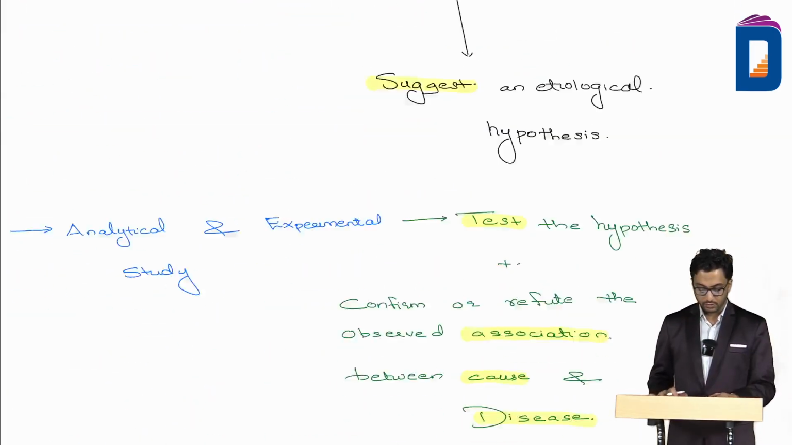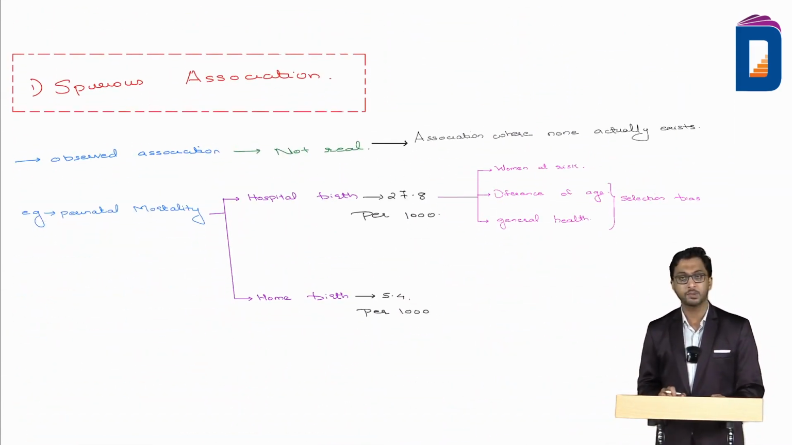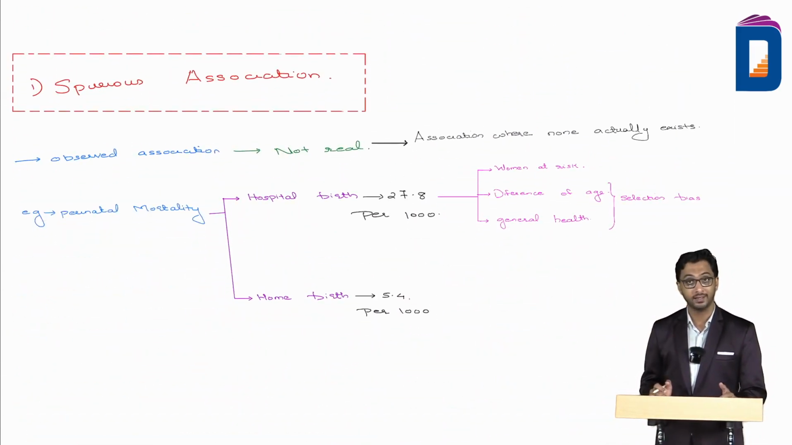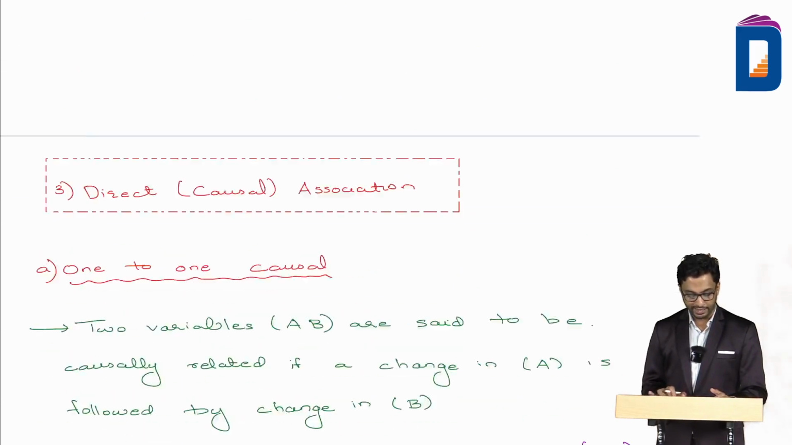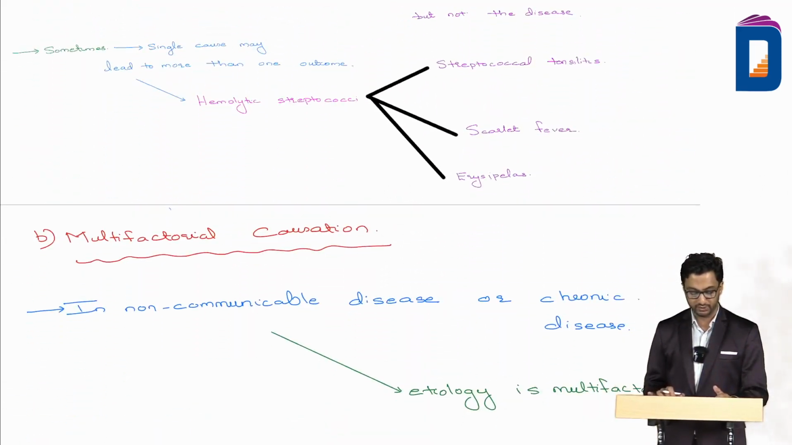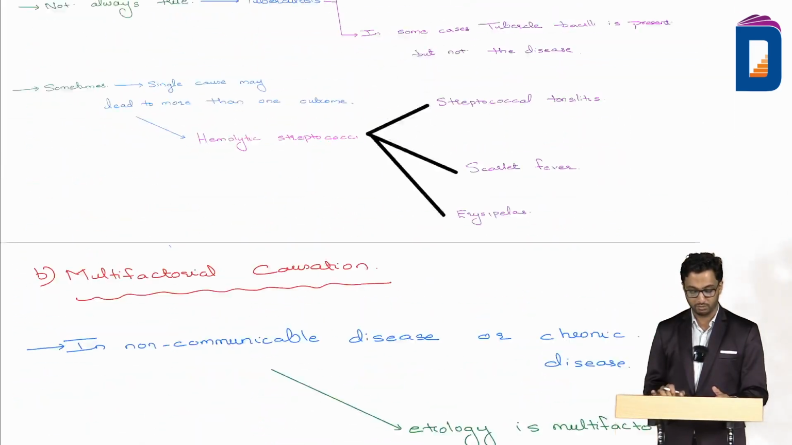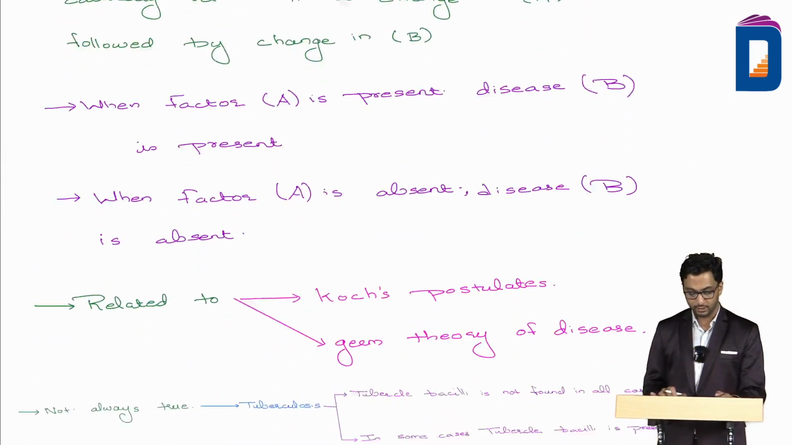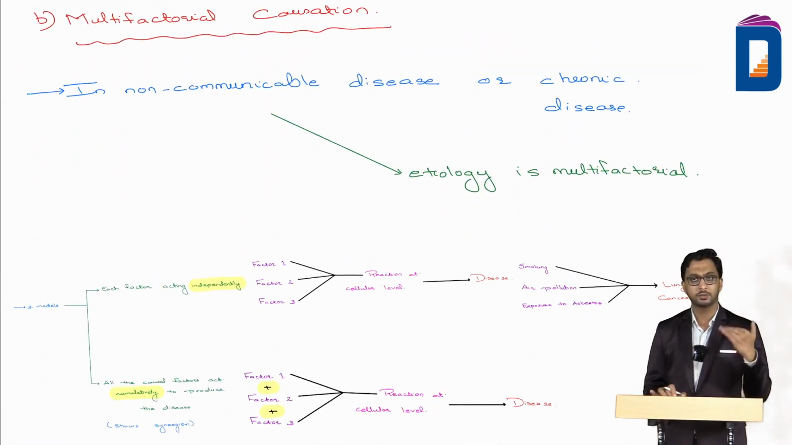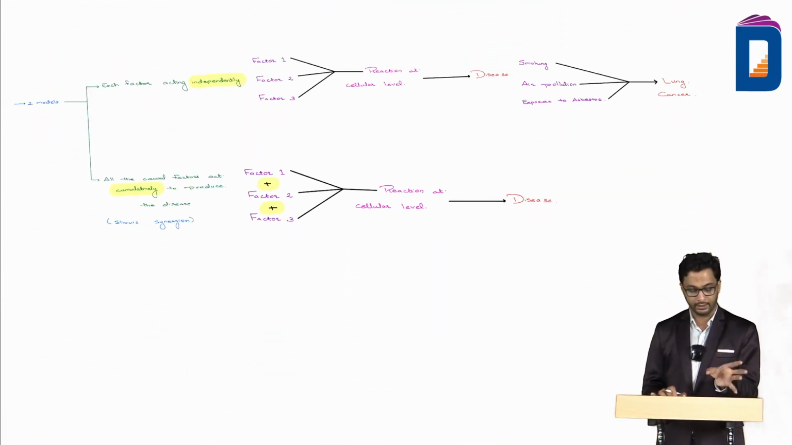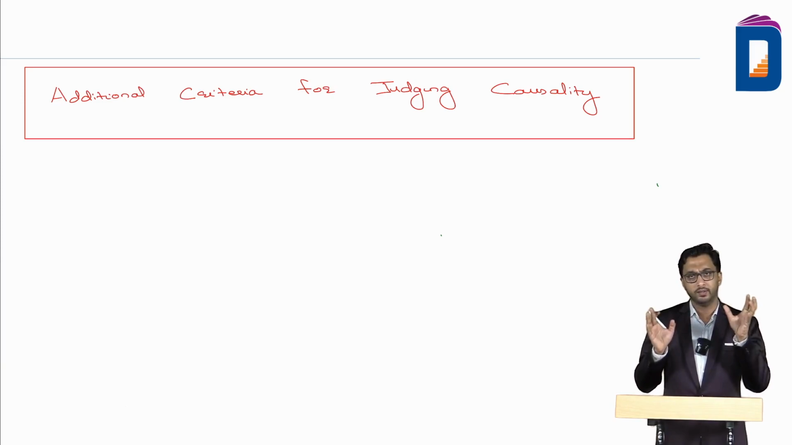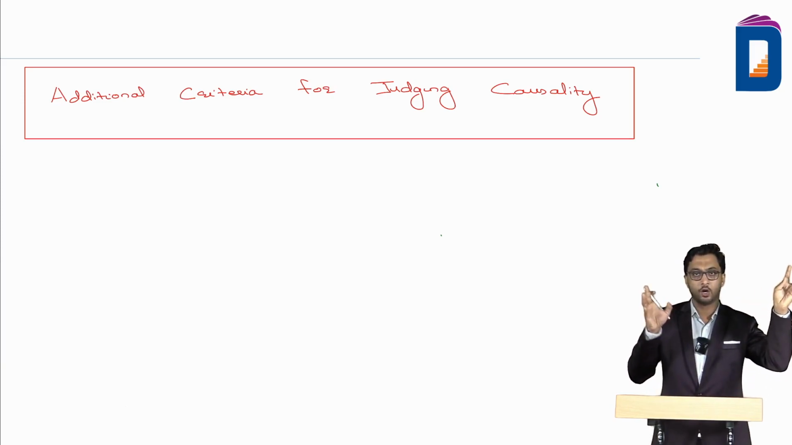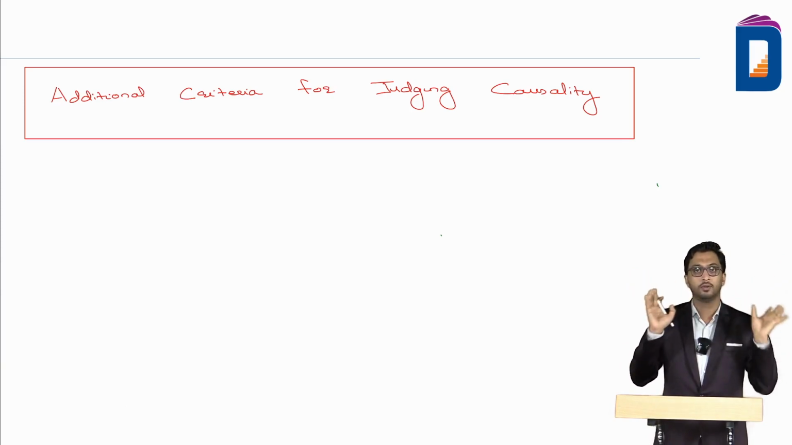Okay. So just a quick review on all the types. Spurious means no correlation exists, in fact, like hospital birth and home birth. Indirect means there's a third factor involved. And direct means direct. It can be one-to-one, and multifactorial. One-to-one means germ theory and the Koch postulate, and multifactorial means multiple factors involved. It can be acting independently or coherently. So we studied that if there is an association, there is a possibility that we can say that the cause and the disease are connected, or the cause is related to the disease.